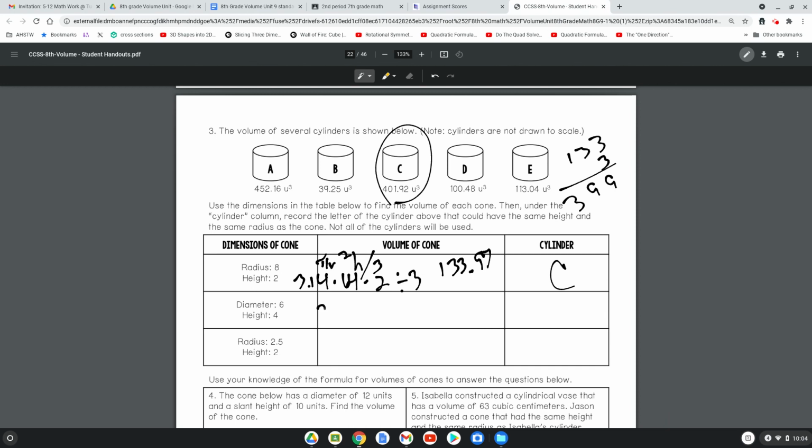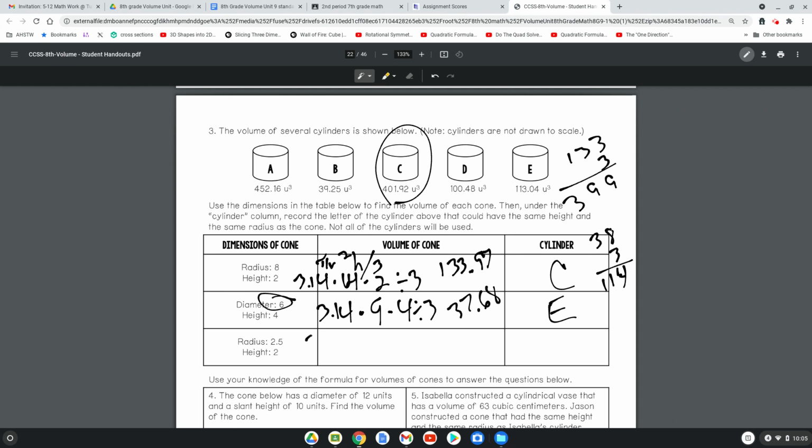Okay, for this one, we're going to do pi times the radius, which is 3, and then 3 squared is 9, times 4 divided by 3. And when we do all that we get 37.68. So I'm just going to round that to 38 to be able to do it easy. And I'm going to triple that, because if that's the volume of a cone, then the cylinder with the same height and radius is going to be 3 times as big. So that would be 114, and the closest is going to be E.